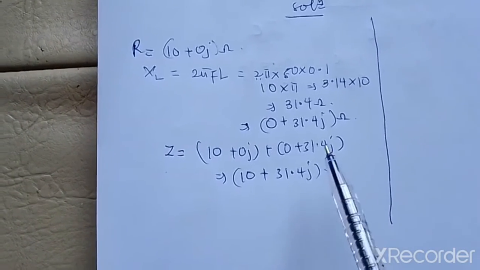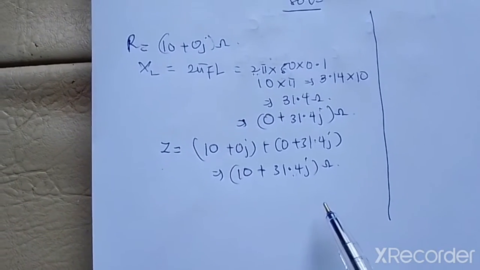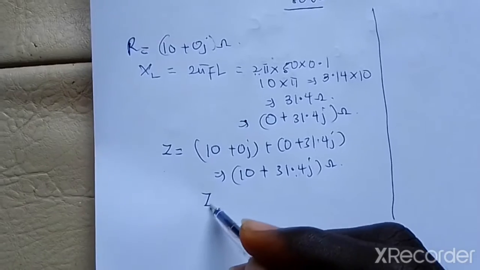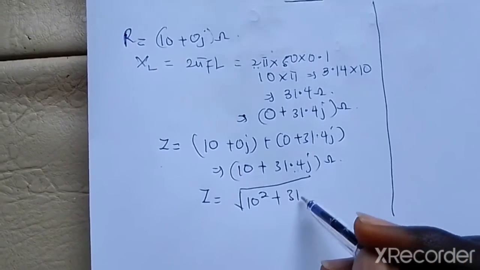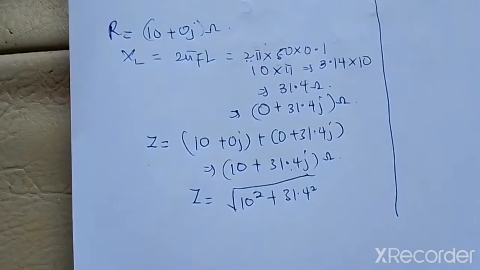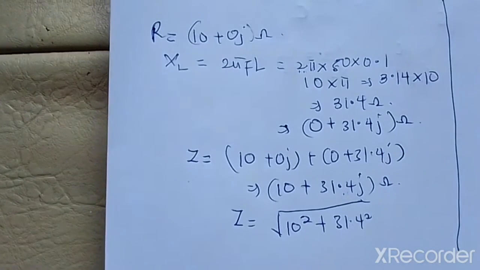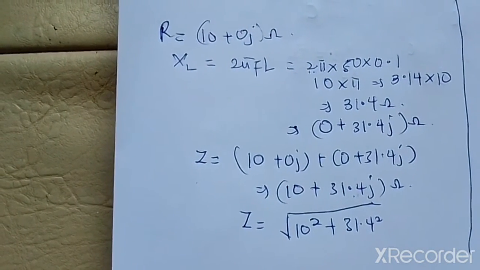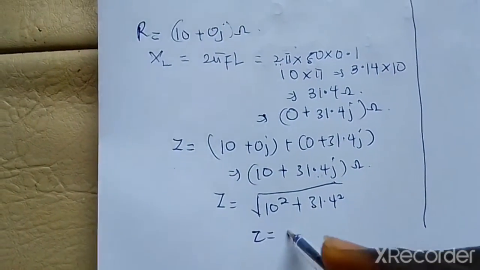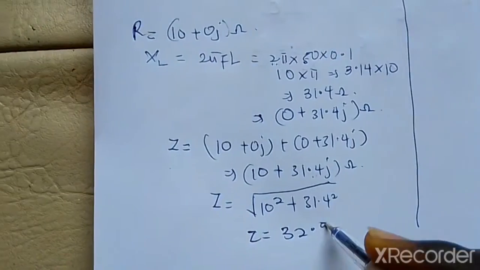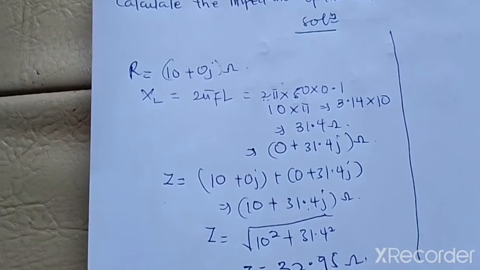So this is the impedance in the complex mode. Now you have to find the magnitude of this complex number, and that will give us the actual impedance of the coil. So our Z is going to be the square root of 10 squared plus 31.4 squared. You punch this into the calculator, and that will give you the final answer. So Z is equal to 32.95 ohms as the impedance of the coil.